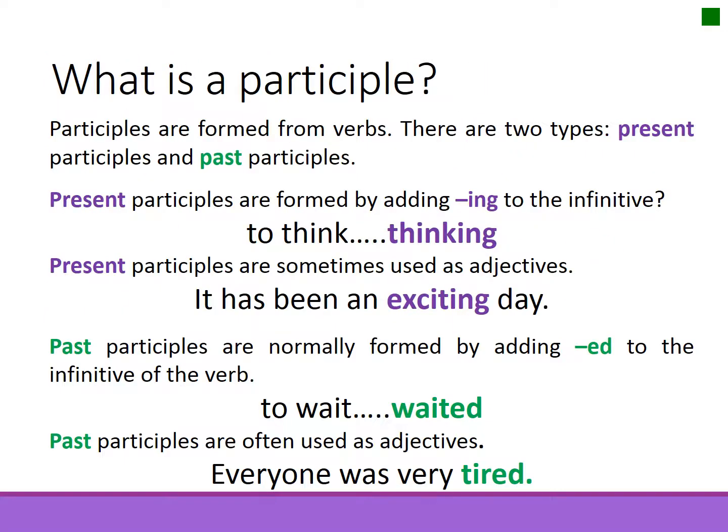Participle. What is a participle? Participles are formed from verbs. There are two types of participles, present participle and past participle. Present participles are formed by adding ing to the infinitive. To think becomes thinking. Present participles are sometimes used as adjectives. It has been an exciting day. Past participles are normally formed by adding ed to the infinitive of the verb. To wait becomes waited. Past participles are often used as adjectives. Everyone was very tired.